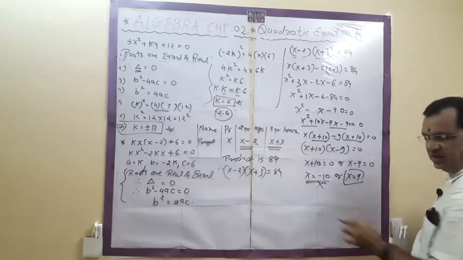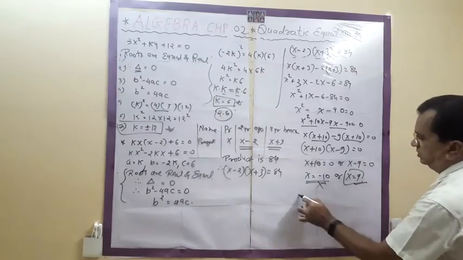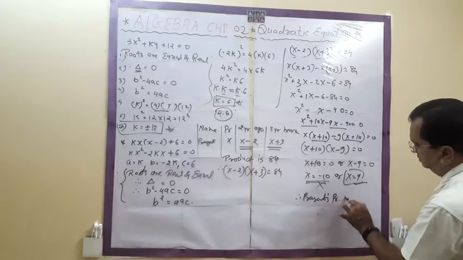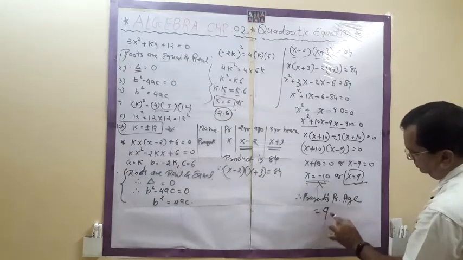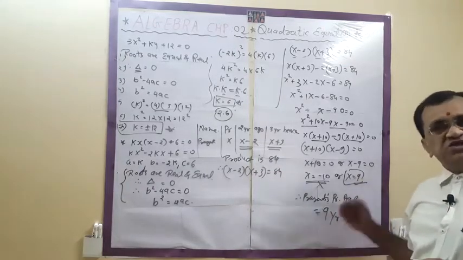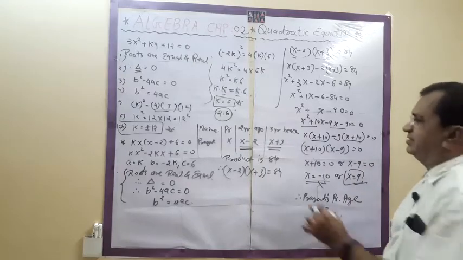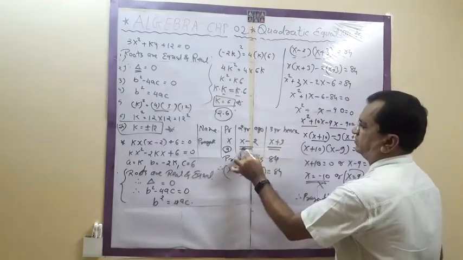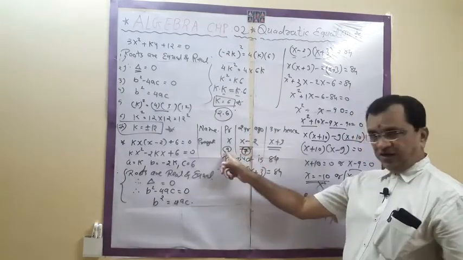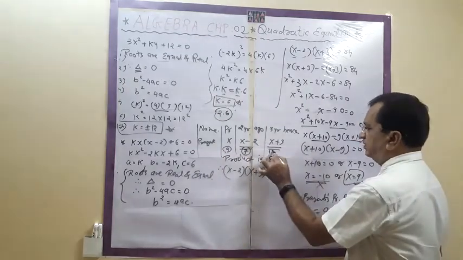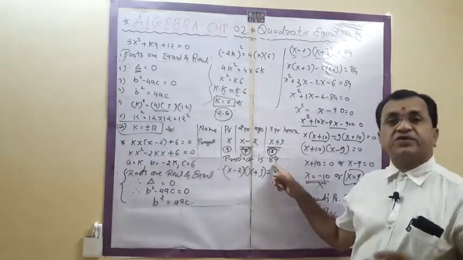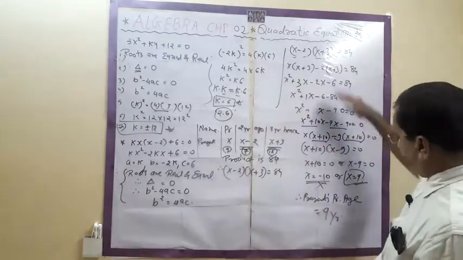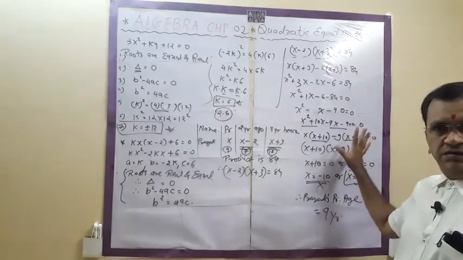So age can never be negative. Therefore, Pragati's present age is 9 years. If it is 9 years, 2 years before she was 7 years. 3 years after from this, that is 12. And they have given the product 84. 12 sevens are 84. From this is the method. This is slightly more.